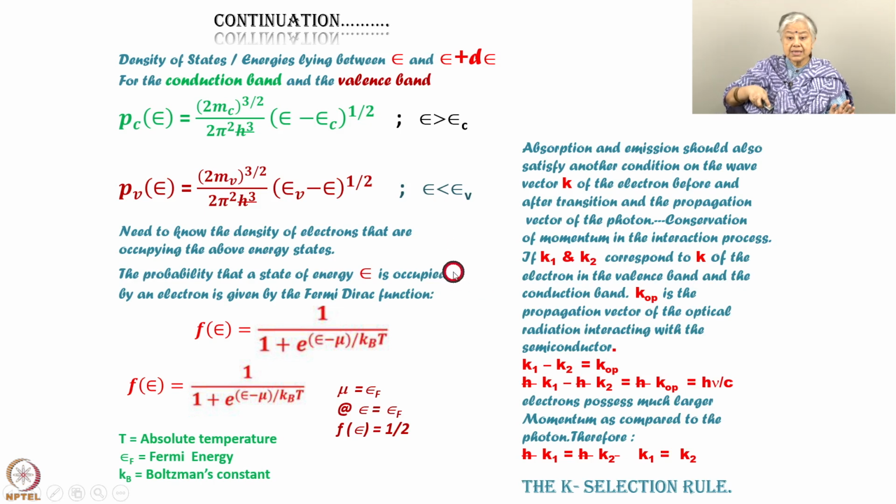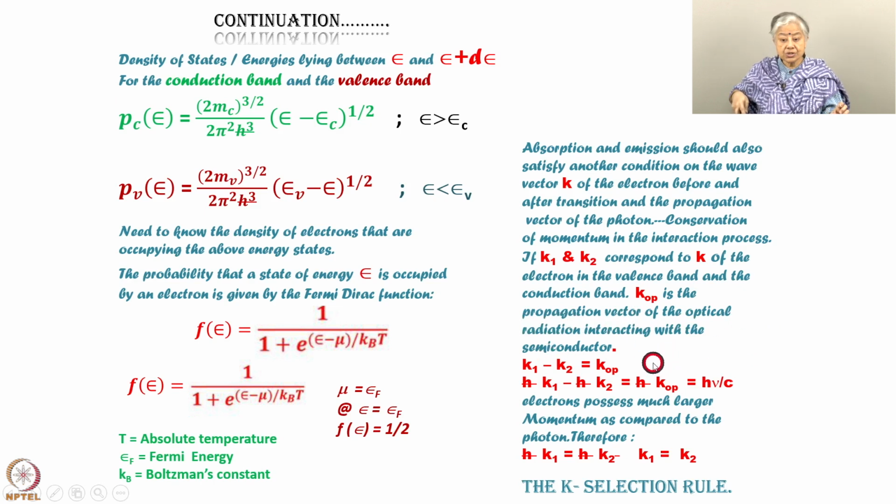In case of the electron, K1 and K2 correspond to K of the electron in the valence band and the conduction band. K1 is for the electron in the valence band, K2 is for the conduction band. It is describing the K of the electron. But now there is a new K, which is the K for the photon, which is emitted, the propagation vector of the optical radiation interacting with the semiconductor.